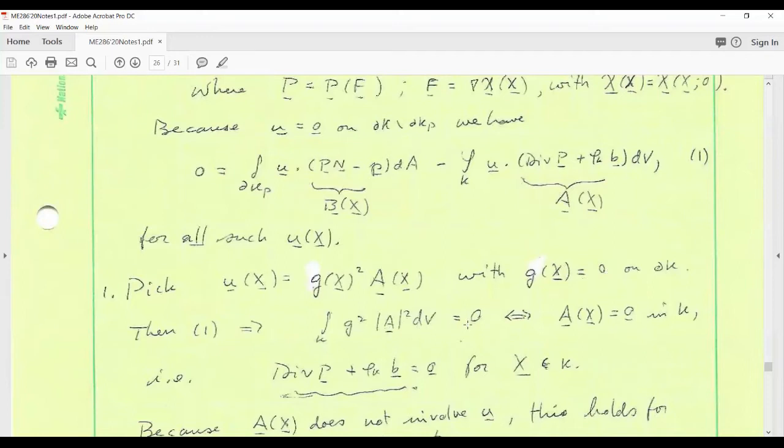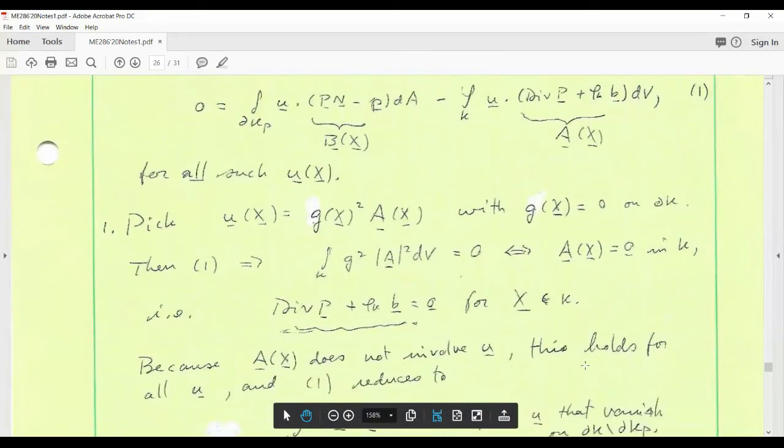So the only way this integral can be zero, because it's the integral of a non-negative quantity, is if the integrand itself is zero. Because if there's any place where, say, A is not zero, then the squared norm is positive there. If the integrand is continuous, then the squared norm will be positive in some neighborhood of that point, and then you get a positive value of the entire integral, which would be a contradiction. So the only way this can happen is if the norm of A is zero, which means A itself is zero. And that gives you this equation for all points in the interior of the body. That's simply the Piola equation of equilibrium that we've seen before, of course.